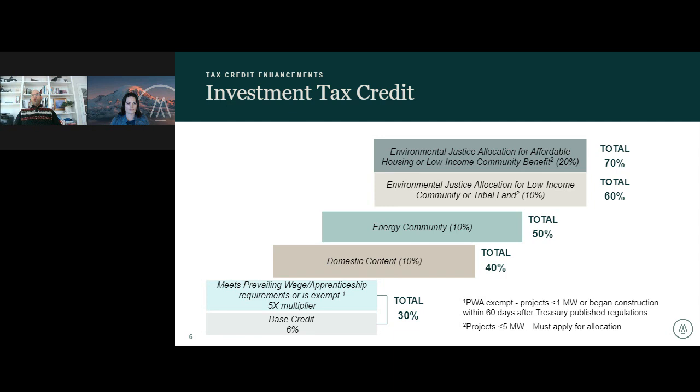And then the last two are the environmental justice allocation. These last two would theoretically get you up to a 60 or even a 70% total bonus credit if you were to qualify for each and every one of them. But the last two, and we'll talk about that, are based on an application and being allocated a portion of the available enhancements that exist.